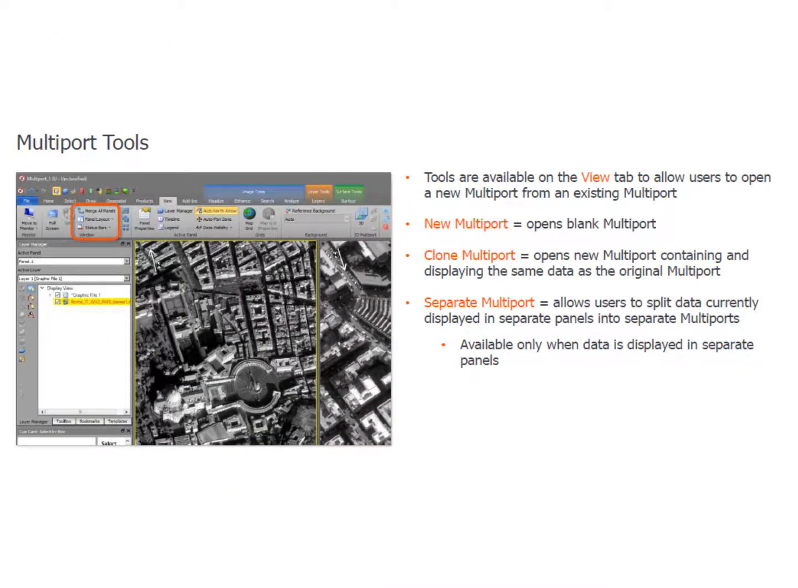So I talked a little bit about the multi-port. I want to explain that just a little bit further. The multi-port basically is sort of like the program, actually. The tools are available in the View tab and allows you to use different things and open up new ones. A new multi-port is always blank. You can clone a multi-port, which basically becomes a duplicate. You can have separate ones, which allow you to split data currently displayed. Lots of different ways you can separate a multi-port rather than not have separate multi-ports. But you get the idea.